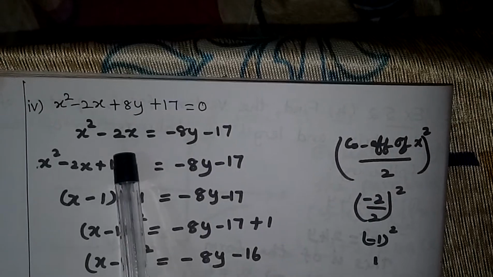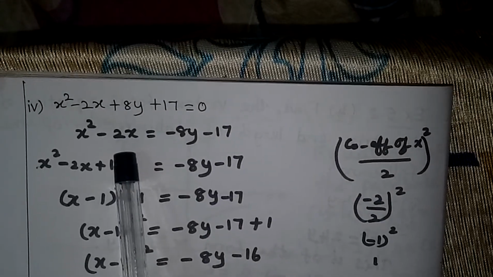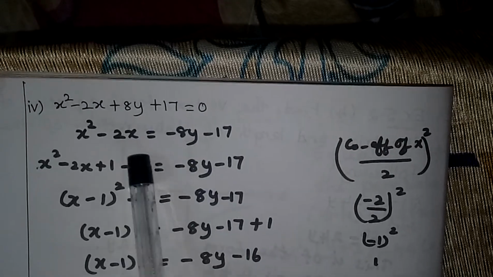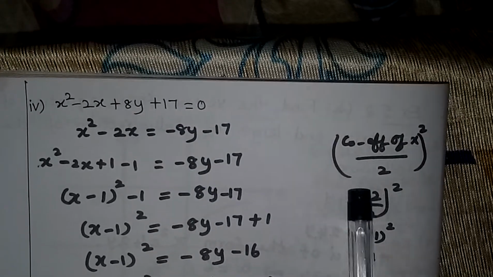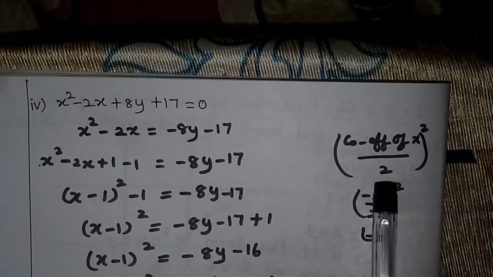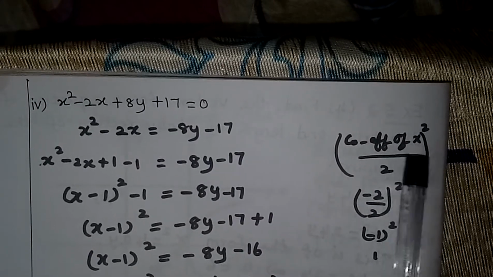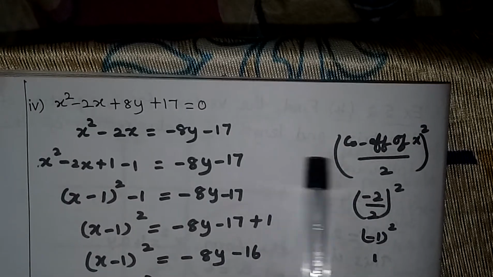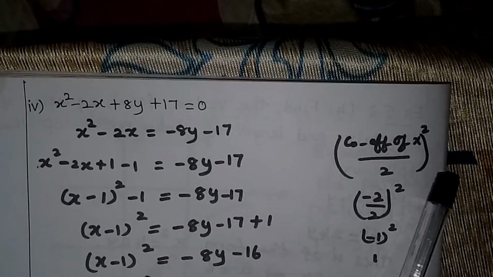Now we are going to make this a perfect square. For that we have to add one term, and the same term we will subtract also. The term we have to add, you find using this formula: take the coefficient of x divided by 2, the whole square. It may be x or y. Where we have to add, according to that it will change. If you have x square, this will be x. If you have y square, this will be y.